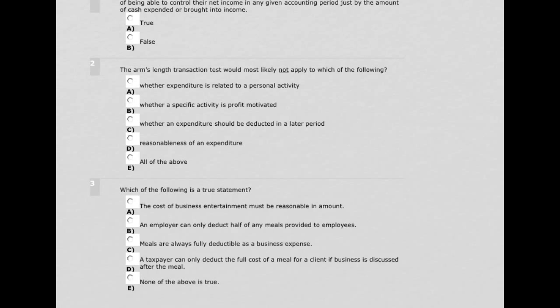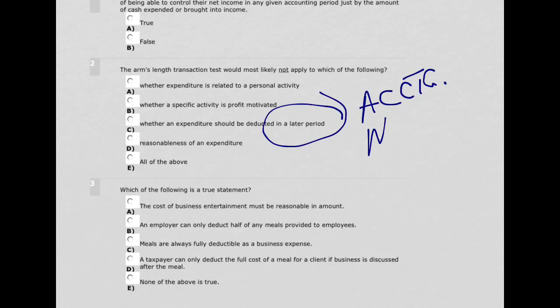C, if it should be deducted, if the related party rules tell us that it's deductible, should it be deductible now or later? Well, that's an accounting method. It's no longer related to the related party rules or the arm's length transaction. It's purely an accounting method. So that's why D, or rather C, became the correct answer there.